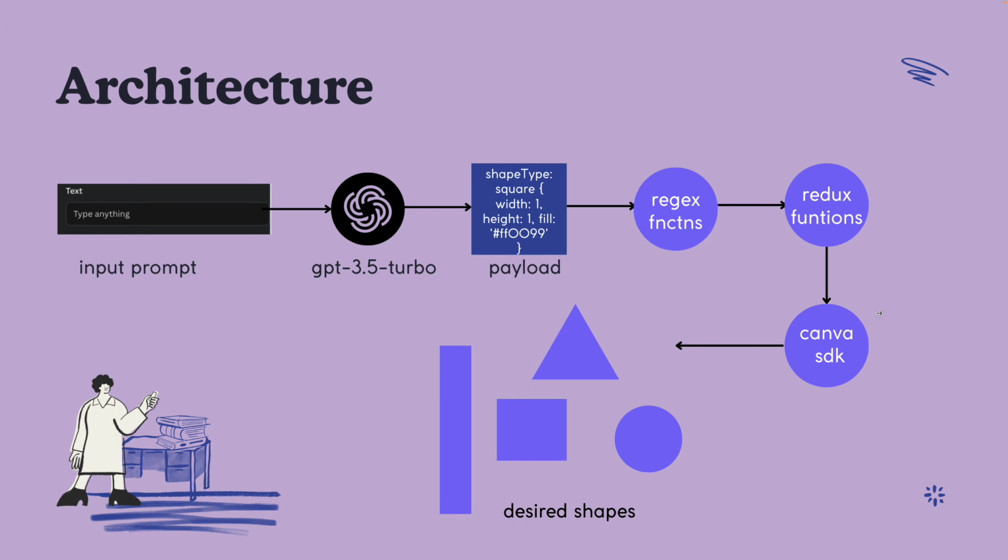And my architecture, so how am I using this? Based on the prompt it will go to 3.5 Turbo, and 3.5 Turbo will classify the prompt: which shape type, like square, and the dimension of that, and also the color. For this payload, I have defined many regex functions in my application, and those regex functions will map to different Redux functions, with many switch cases for which kind of shape you want to modify or add. This Redux function will call the Canva SDK, and it will generate the target shapes. Currently I have given only 4 types of shapes, and we can increase it to many more shapes like arrows and dotted lines and all. So this is my architecture.